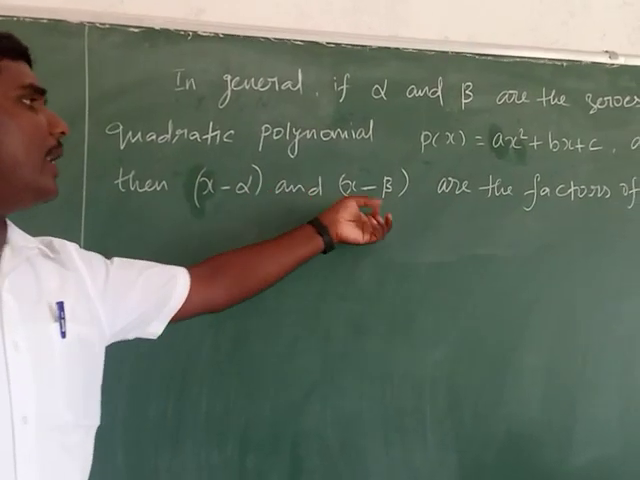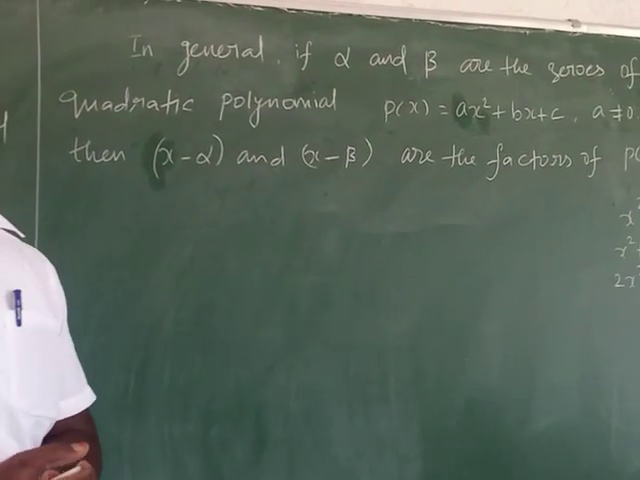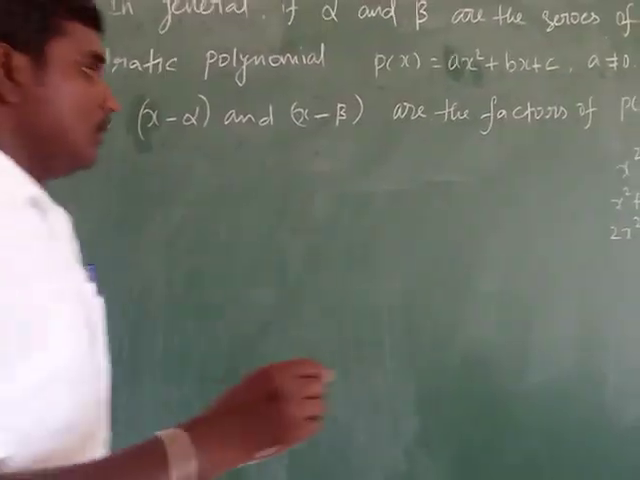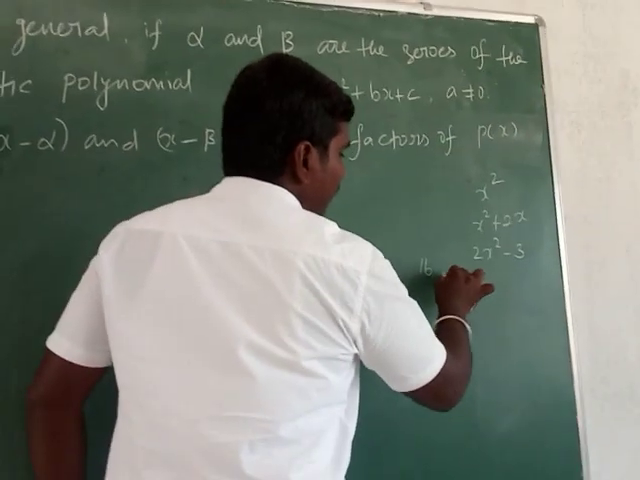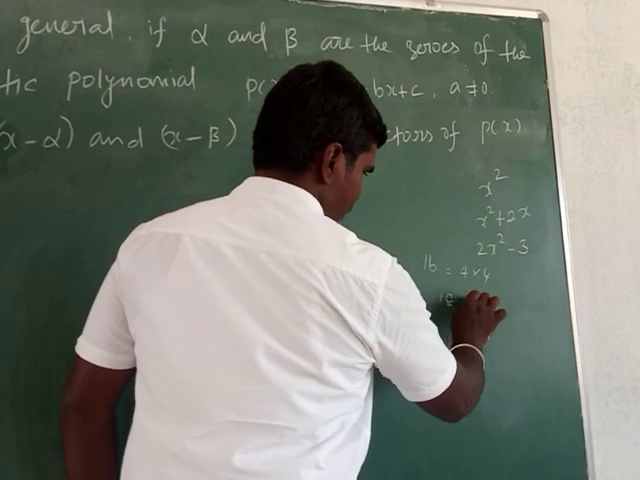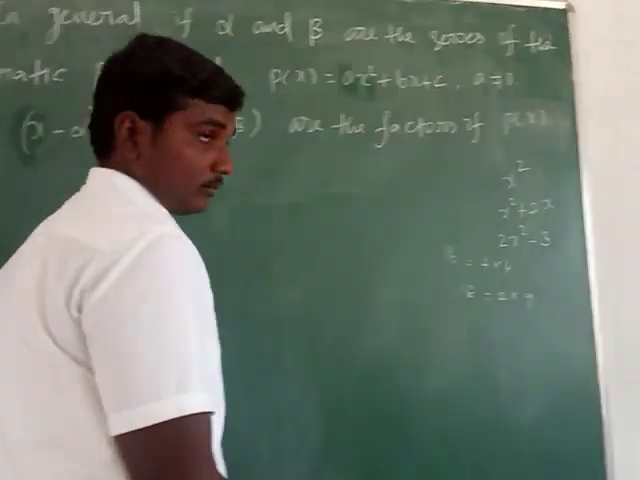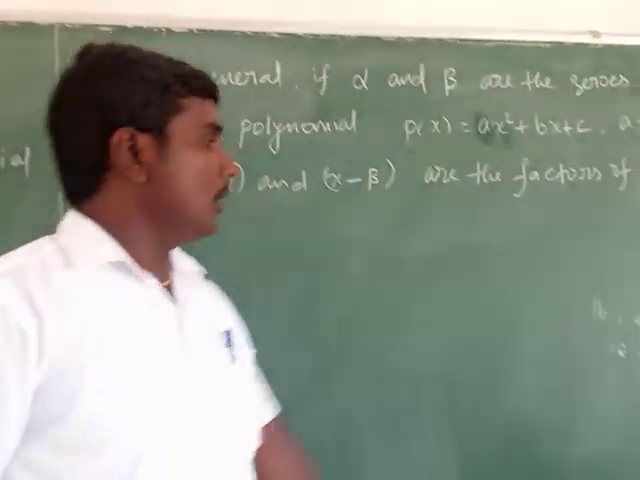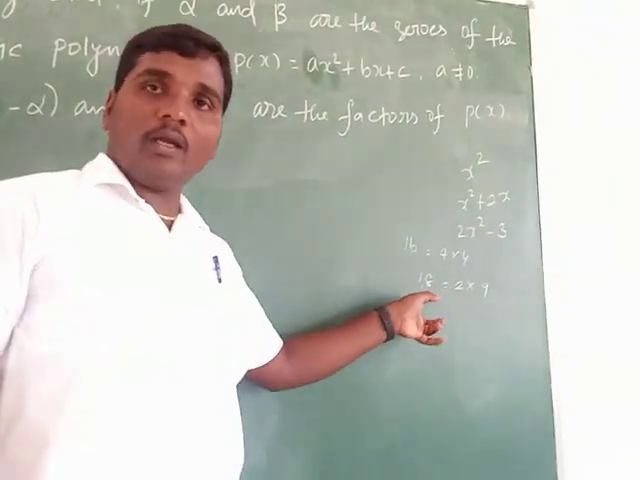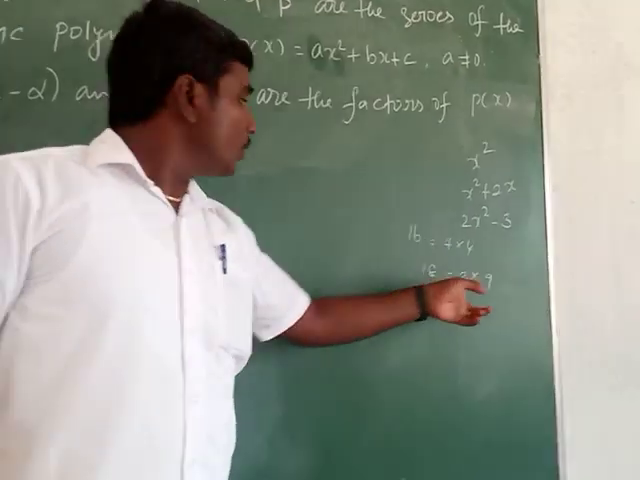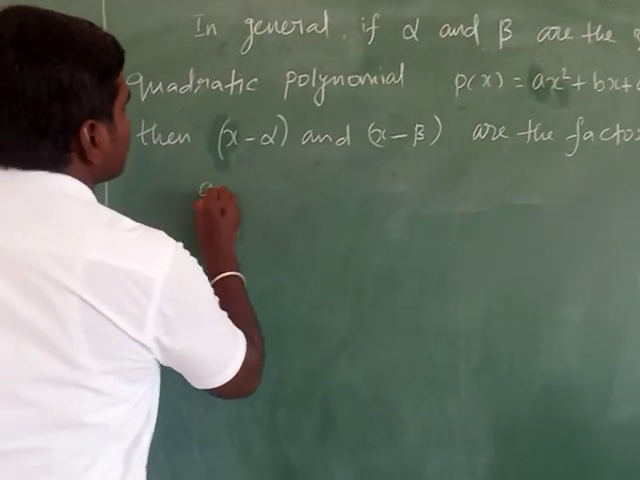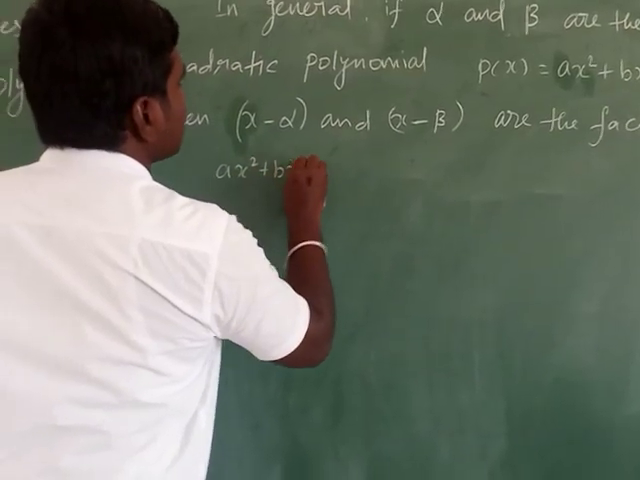Then x minus alpha and x minus beta are the factors of p of x. For example, 16 we can write as 4 into 4, and 18 is equal to 2 into 9. The product of factors gives the answer: 2 is a factor of 18, 9 is a factor of 18, and 2 into 9 is 18. By the same method we can write ax square plus bx plus c.